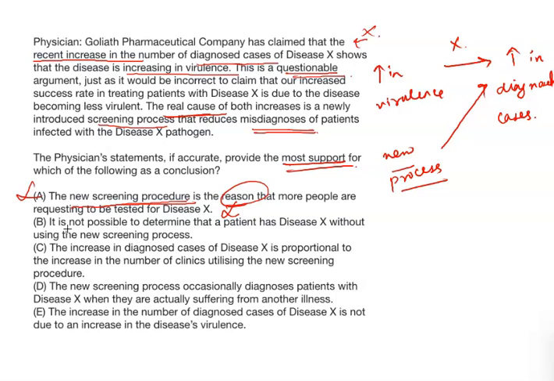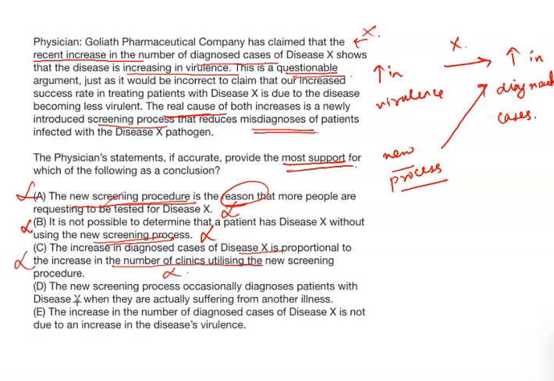Look at B. It is not possible to determine that a patient has disease X without using the new screening process. Again, the passage does not give a hint that without the new screening process, you cannot determine disease X. The passage only says that the new process reduces misdiagnosis. So B is incorrect. Look at C. C says, the increase in diagnosed cases of disease X is proportional to the increase in number of clinics utilizing. Again, there's nothing in the passage hinting towards the number of clinics utilizing the new process. So this is also incorrect.